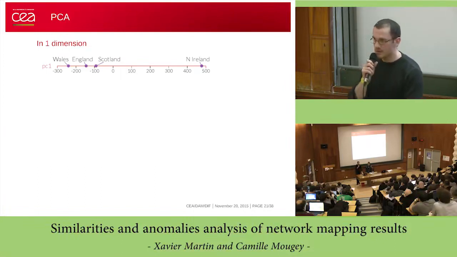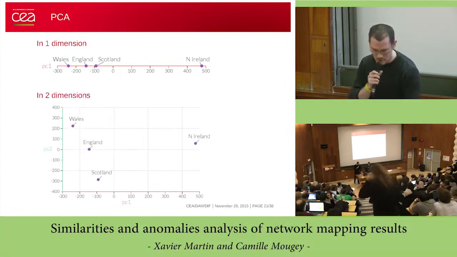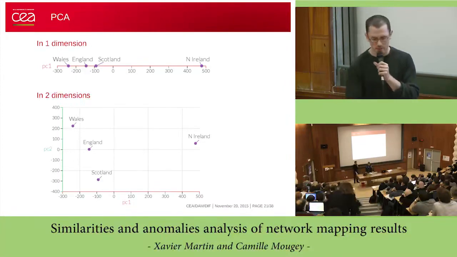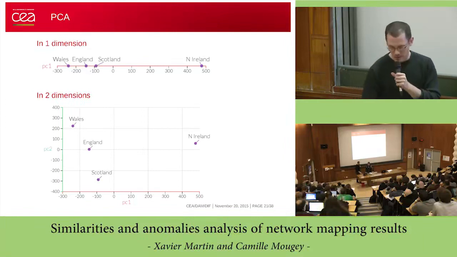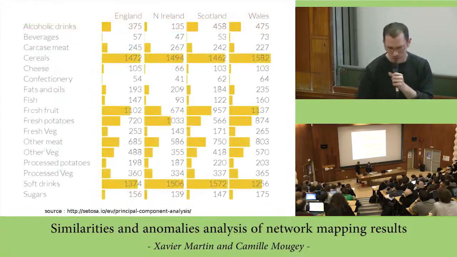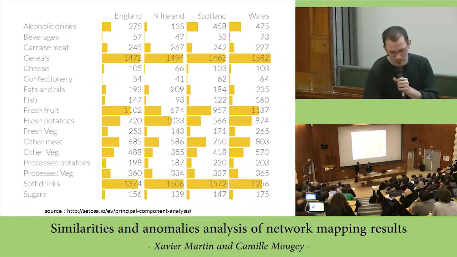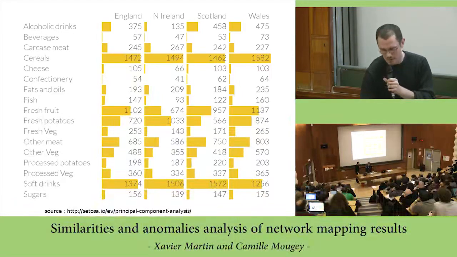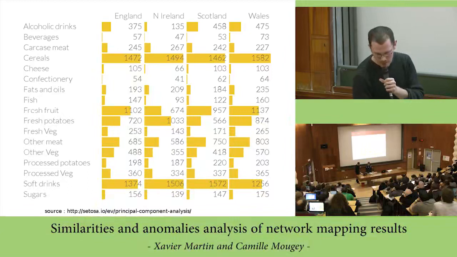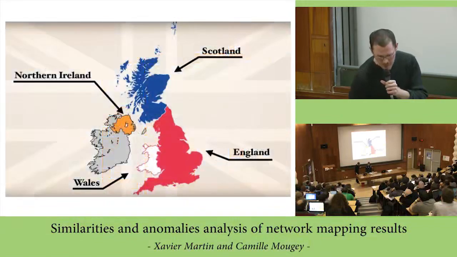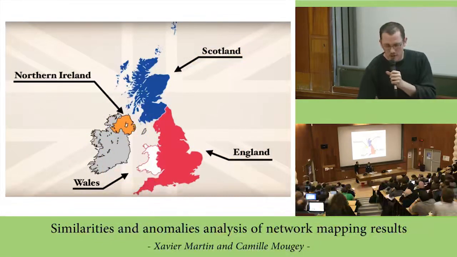And if you do the same PCA in 2 dimensions, you get something like this. Northern Ireland is still a bit different from the others. And that can be explained, if you look back at the chart here, by the fact that Northern Ireland people eat way more fresh potatoes than the others, and way less fresh fruit or fish or alcoholic drinks. And for those of you who are as bad at geography as I am, it's fun because Northern Ireland is the only country of the United Kingdom which is not on Great Britain.